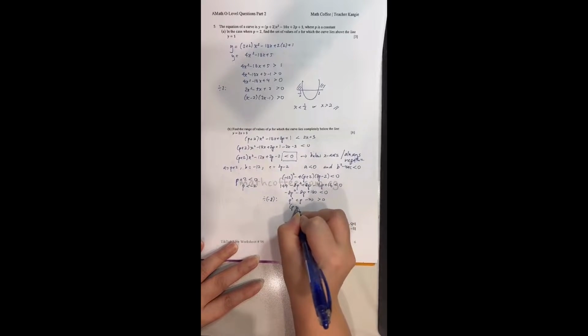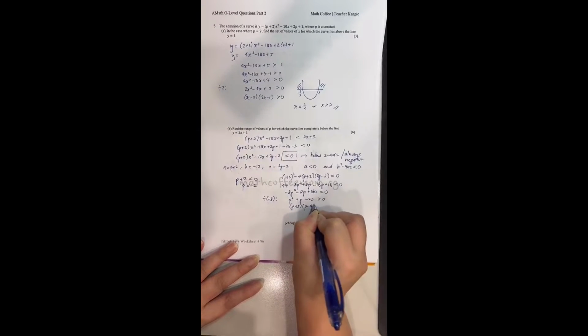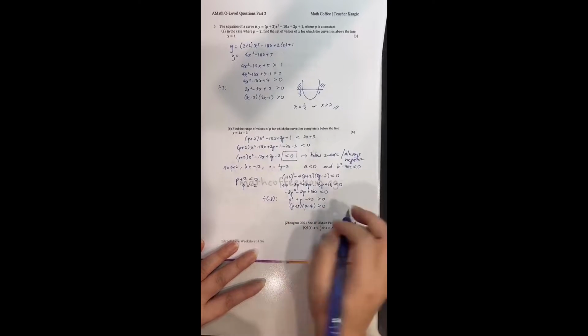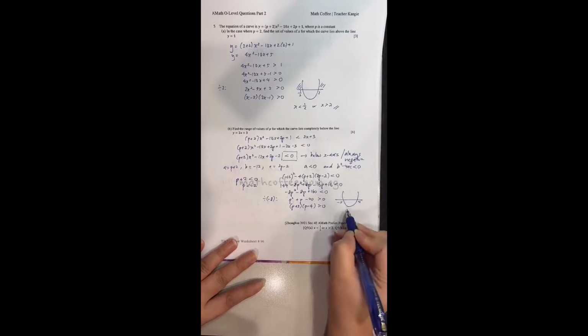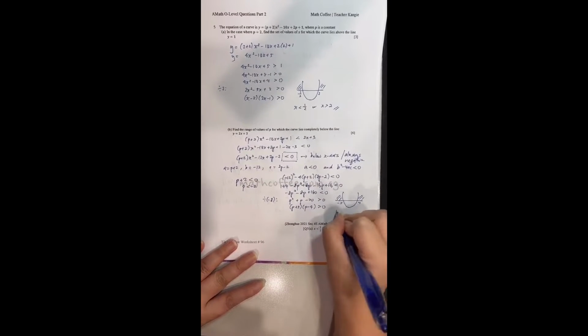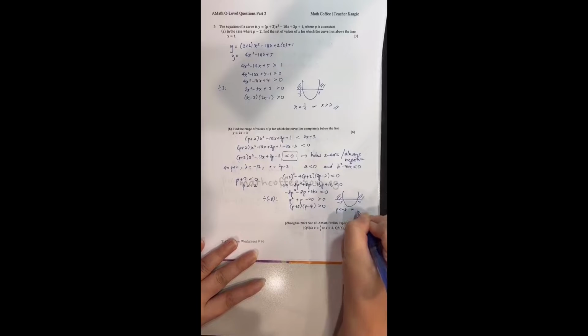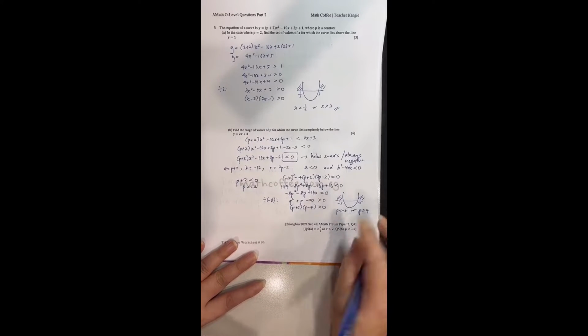Then after that, let's factorize this. So we will have p plus 5, p minus 4 more than 0. For this one, draw this. So we will have negative 5 and 4, more than 0 this side. So we have p less than negative 5 or p more than 4.